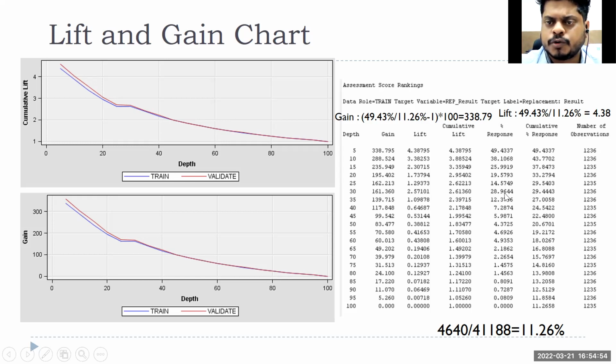Just divide 28.9644 by 11.26. How much is it? 2.57. And if you divide 14.574 by this 11.26, you'll get the value 1.29.